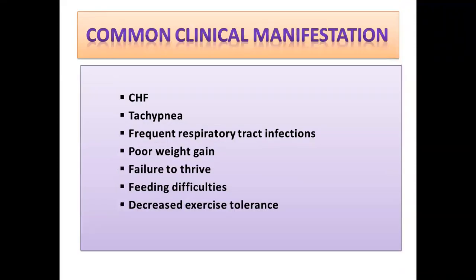Moving on to the common clinical manifestations. Taking all of these together, we lead to some of the common clinical manifestations, that is congestive heart failure, which is common for all the defects. If the heart fails to function properly, then there is tachypnea, frequent respiratory tract infections, poor weight gain, failure to thrive, feeding difficulties, and decreased exercise tolerance. These are all factors related to oxygen as well as cardiac output. So the functioning of the respiratory system as well as the cardiovascular system is overloaded due to the defect.